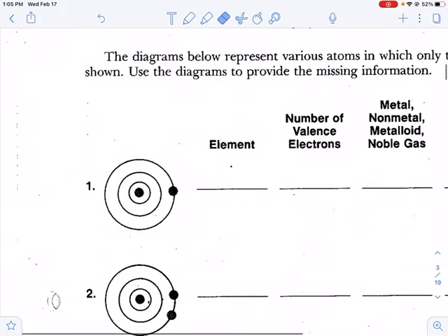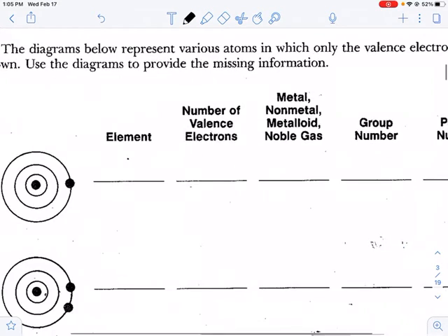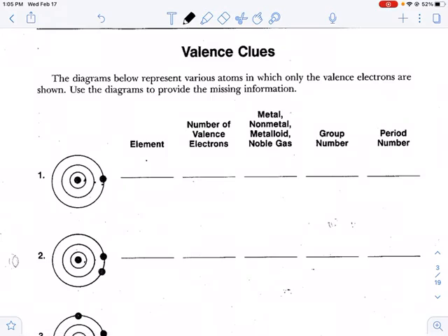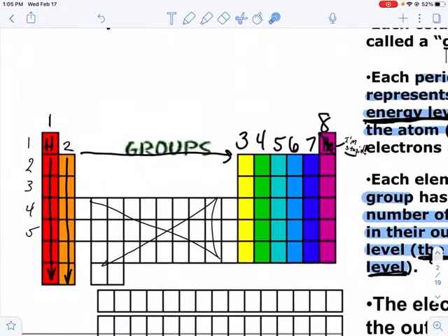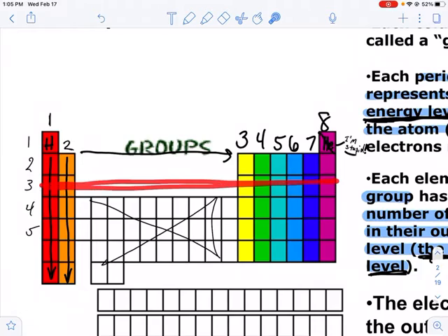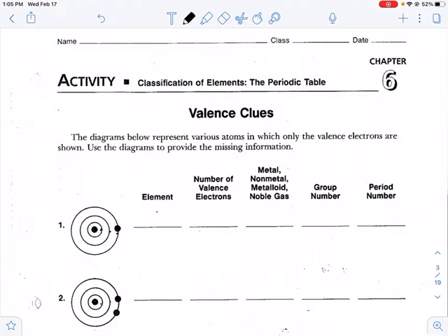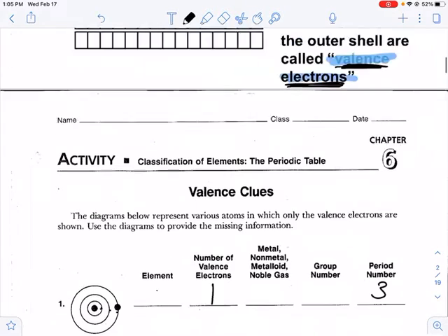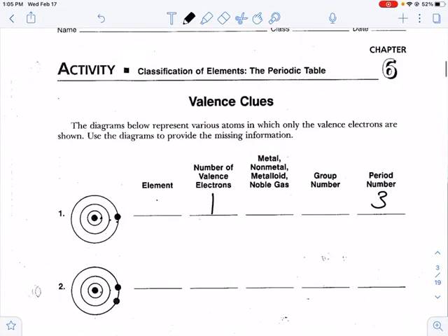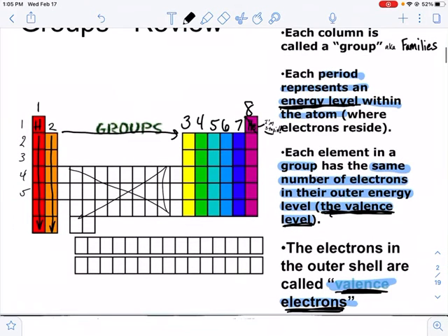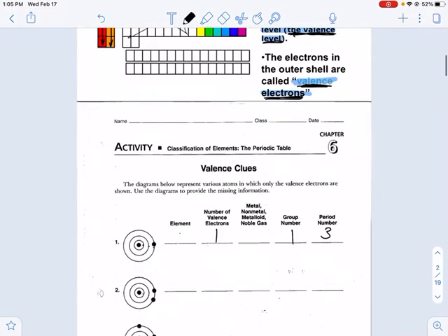This one has 3 energy levels, so it'll be in period 3. I just count the energy levels. What group number is it in? Well, it's got 1 valence electron, so it's in group 1. That's pretty simple. Now all I have to do is find the element in group 1, period 3. There it is, and that element is sodium, Na.